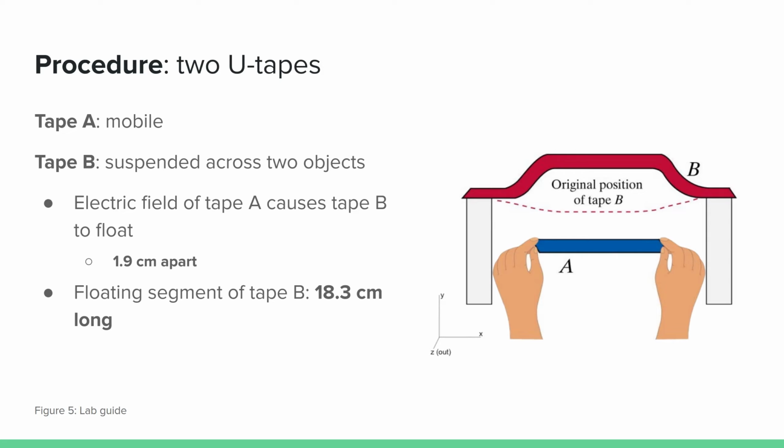Now that we know the sign of the charge, the second part of the procedure involves observing the forces that two pieces of U-tape apply on each other. I took two pieces of U-tape, A and B, and suspended tape B across a distance. Then I slowly moved tape A underneath tape B until I observed tape B beginning to float when they were about 1.9 centimeters apart. This is due to both pieces of U-tape having a positive charge, and since like charges repel, the electric force by tape A on tape B causes tape B to float. While doing this, I also measured the length of the floating part of tape B to be around 18.3 centimeters.